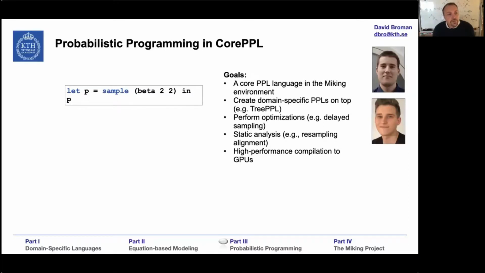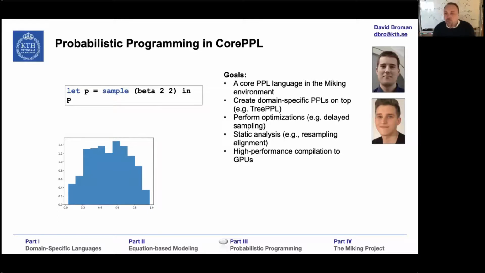Okay, so just to get a feeling of what probabilistic programming is, let's have a very hello world kind of example in probabilistic programming. Here you have a sample construct, and it samples from the beta distribution. If you run this program and just get out the p here, you get the distribution of the beta distribution. And for those of you who know, this looks a little bit like the beta distribution with parameters 2 and 2.